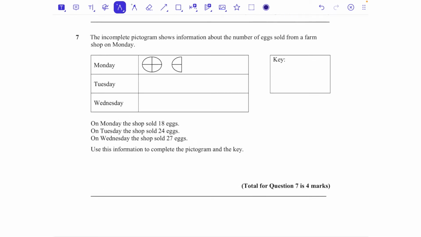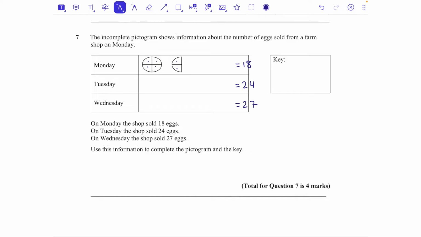Okay, question number 7. The incomplete pictogram shows information about the number of eggs sold from a farm shop on Monday. On Monday, the shop sold 18 eggs. So we're told that this is 18. On Tuesday, 24. So we'll just pop that there. And on Wednesday, 27. Use this information to complete the pictogram and the key. So we now know that this needs to be 18. And I've got 6 little sections here. 6 equal size sections. 1, 2, 3, 4, 5, 6.